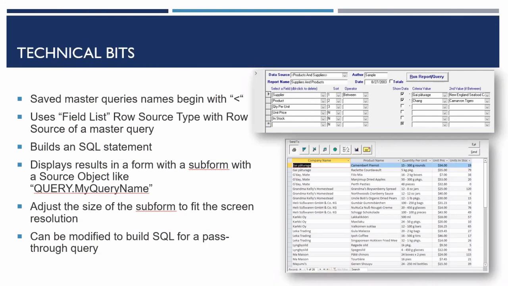Can you create calculated values like a price times quantity, or do you do that in your master query? I would do it in the master query.